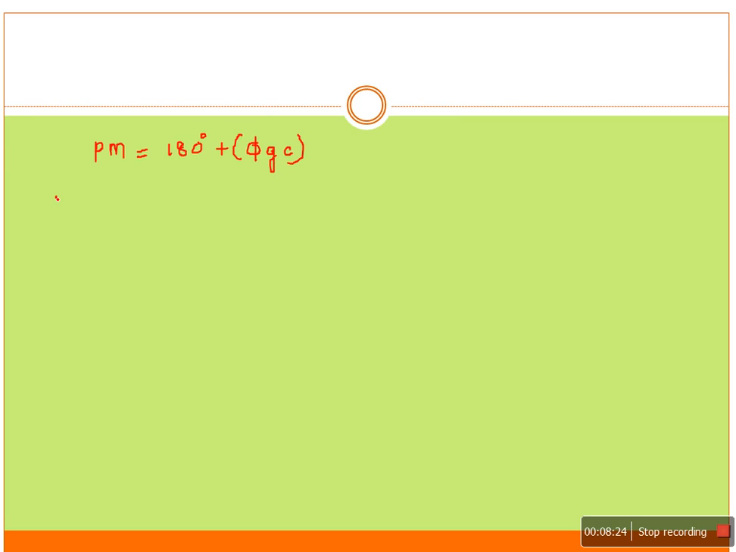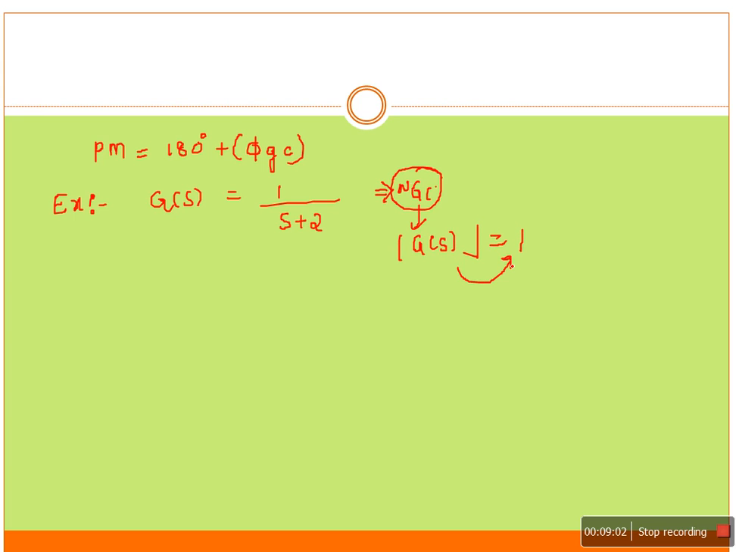So I am taking some open loop transfer function example. If the open loop transfer function is G of s equal to 1 by s plus 2, I am taking the same example. So first we have to calculate the gain crossover frequency. What is gain crossover frequency? If you equate the magnitude of the open loop transfer function to 1, then you will get the gain crossover frequency.